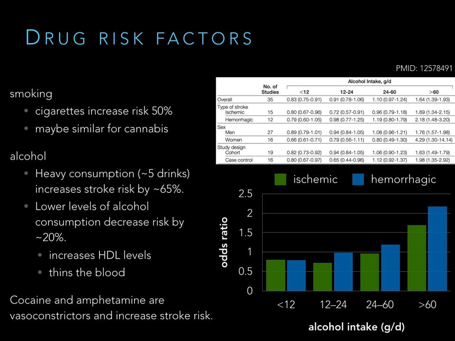So it's not as straightforward as any alcohol will increase the risk of stroke. It really has to do with the amount. So heavy drinking is undoubtedly associated with an increased risk of stroke, either ischemic or hemorrhagic. Cocaine and amphetamine use has a much clearer relationship. They increase stroke risk acutely due to their action as vasoconstrictors. So this is a pretty simple message. Don't smoke and don't do cocaine, and limit your alcohol consumption.